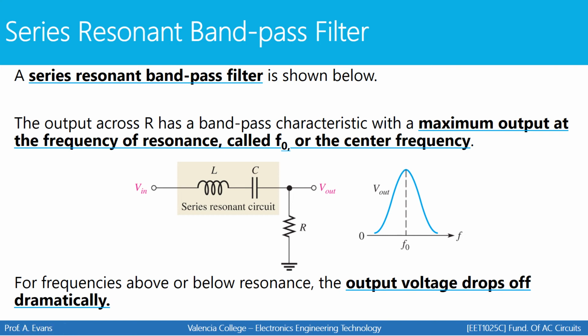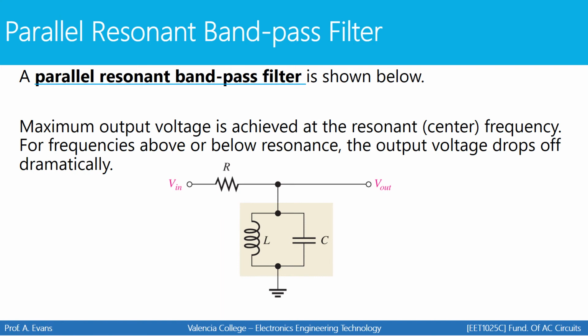So this is how we build a series resonant bandpass filter. And for frequencies that are above or below the resonant frequency, the output voltage will drop off dramatically. So that's why we have this bell-shaped curve here. So when we get close to that center frequency, the signal will pass. And as we get further away from it, the signal will be rejected and the output voltage will decrease very rapidly.